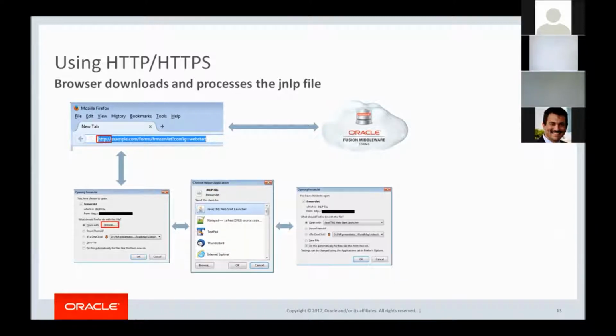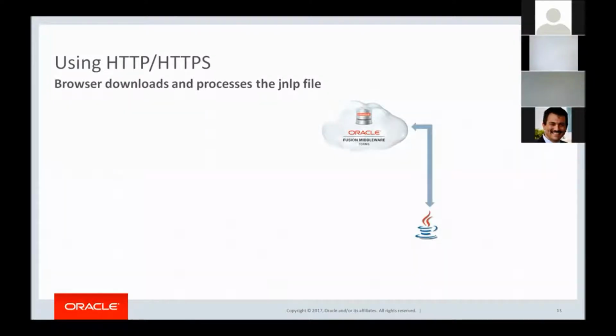You'll click on OK. And if you notice on the bottom, it says, do this automatically for files like this from now on. If you check that box at the bottom, you won't be prompted in the same way each time you run it. It will just automatically run. So that's kind of convenient. When you click on OK, Java WebStart will start. Based on the information passed to it, it will call the Forms server, get whatever information it needs about the application, and then actually start and run the application. So it seems like a kind of a long flow, but it does get you there.